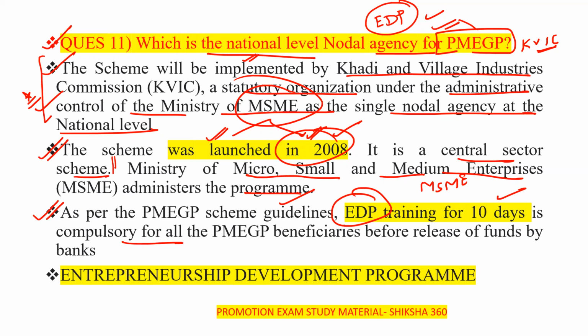So can anyone tell what is the full form of EDP here? EDP basically stands for the Entrepreneurship Development Program. Okay, so this is what we have to cover in today's session.